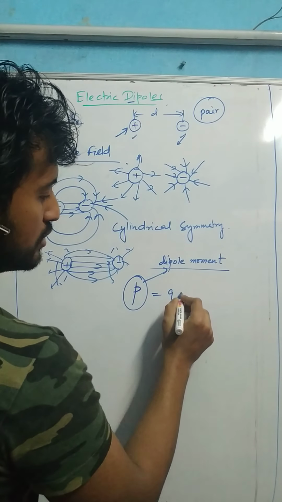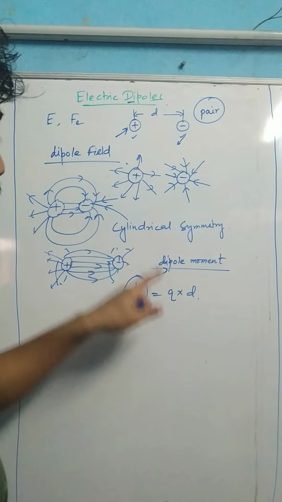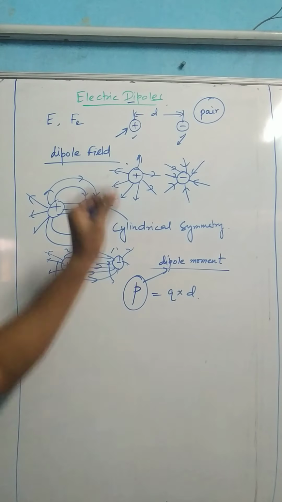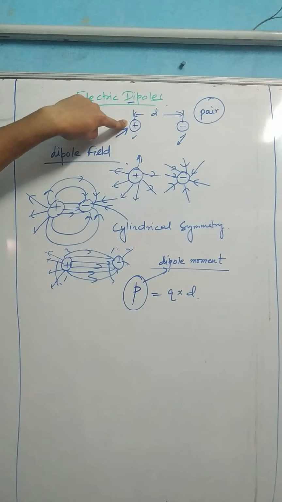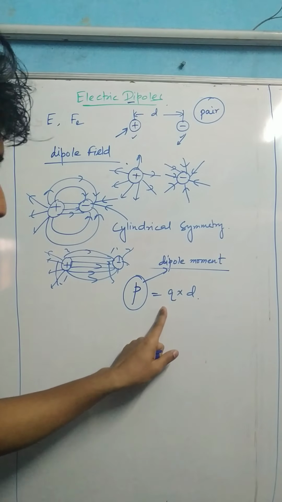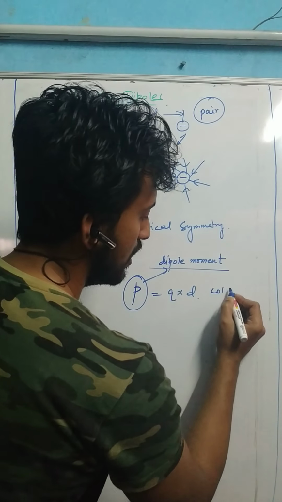This is equal to q into the distance between them. Q is the amount of charge. We're not having the total charge, we're having just a single charge. The moment of a single charge particle will be equal to the moment of the other particle. So this is the single charge multiplied with the distance, then the unit will become coulomb meter.